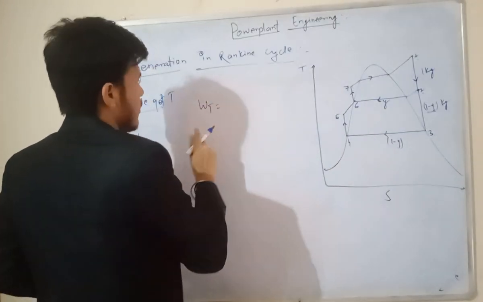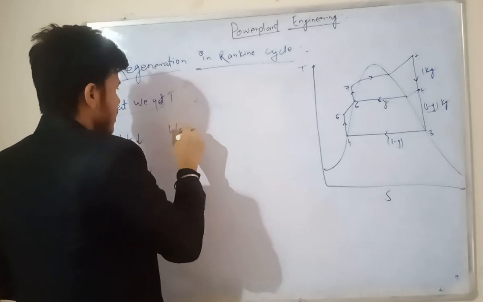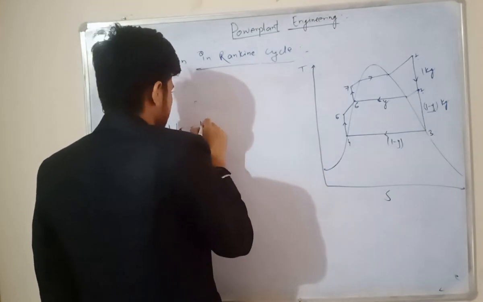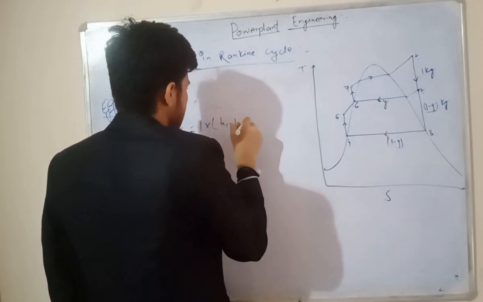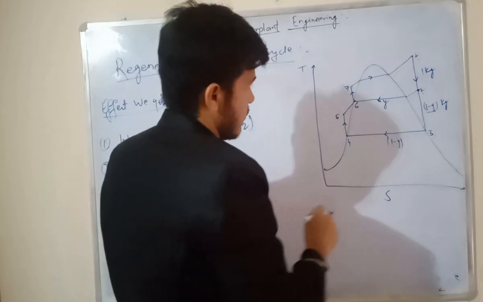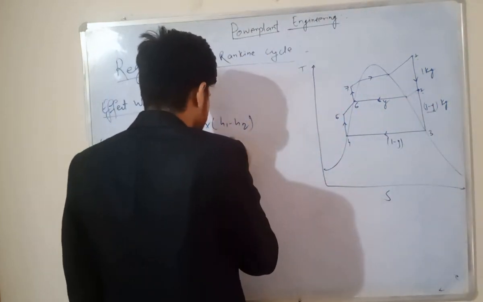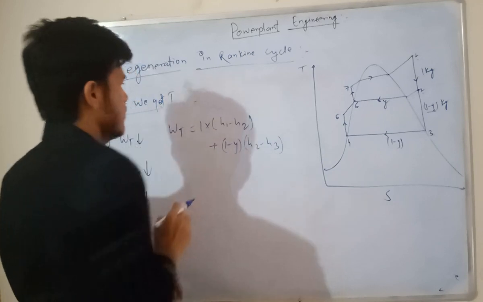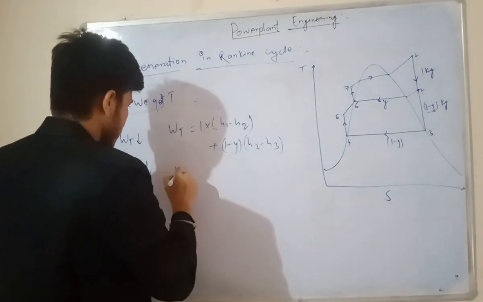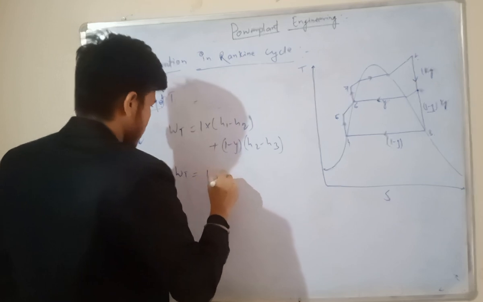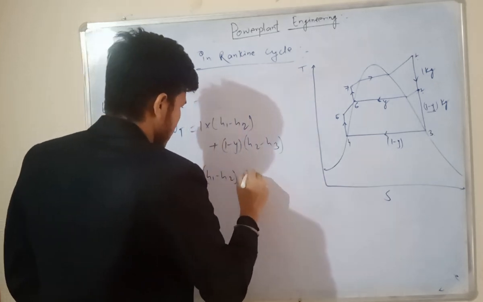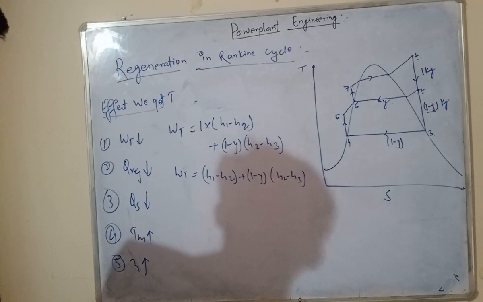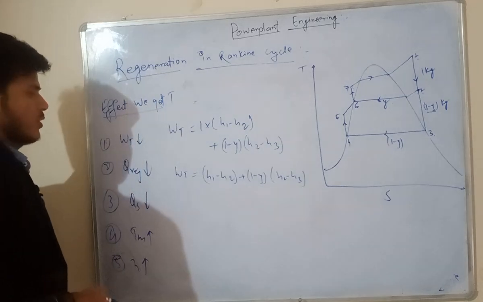how can you calculate the turbine work? Look here. Turbine work: in the turbine from 1 to 2, the mass is 1 kg, so 1 into H1 minus H2, plus from 2 to 3, 1 minus y kg of steam is expanding, H2 minus H3. This is the formula. WT equals H1 minus H2 plus 1 minus y kg times H2 minus H3. With this formula, we can calculate the work done by the turbine.